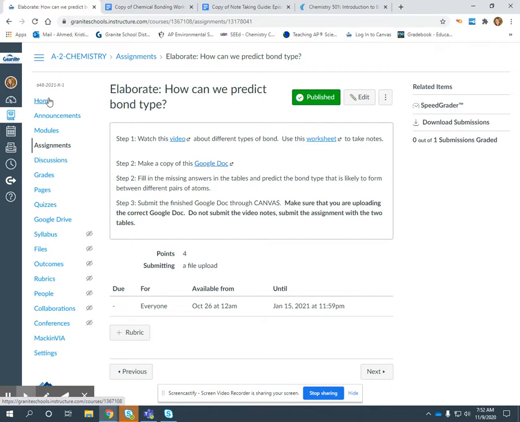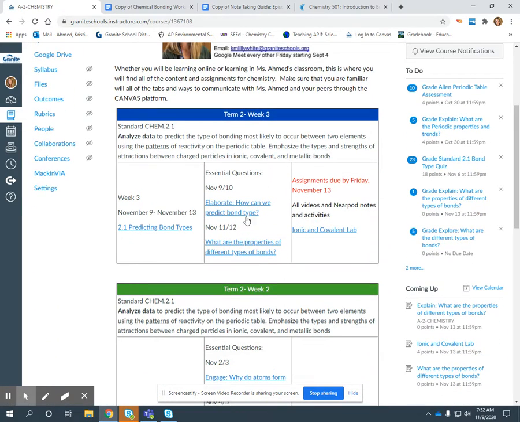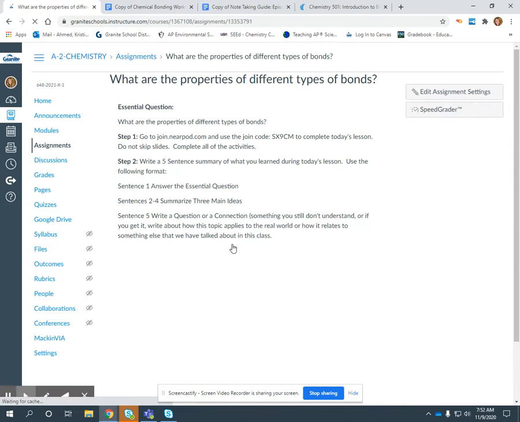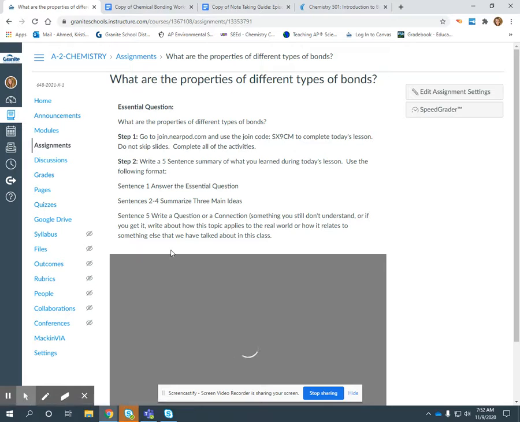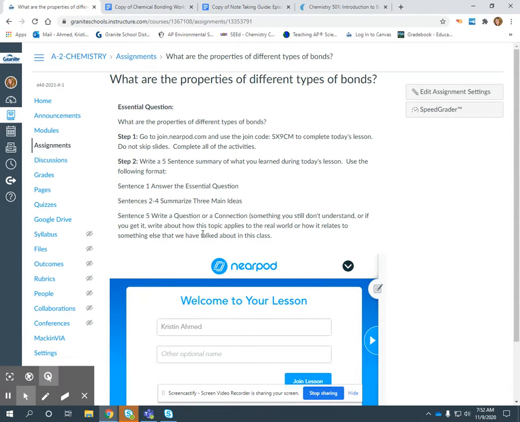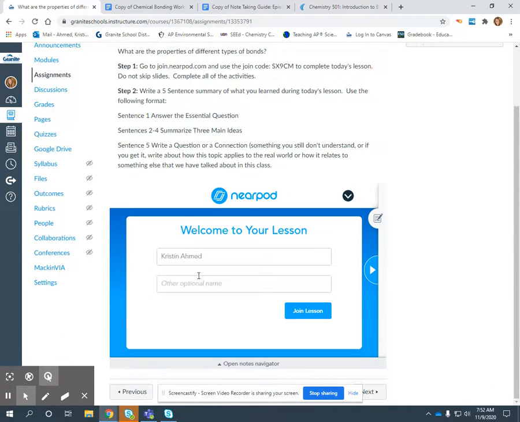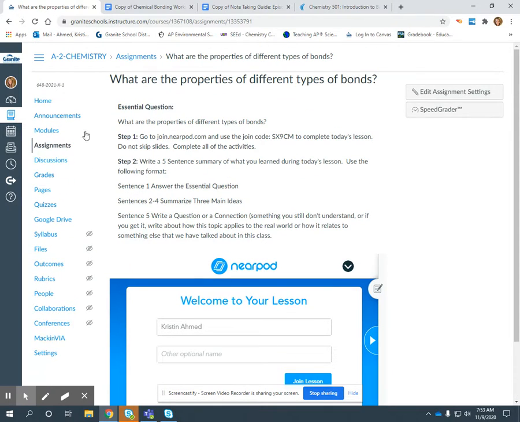All right, so let's look at our second assignment for this week. Our second assignment for this week is to determine the types of bonds based on their properties. If we click on this lesson, you'll see that there's a Nearpod embedded. Your task is to complete the Nearpod lesson, not skipping any slides, and then writing a 5-sentence summary about what you learned. You can either write it on your copy by making your copy to the Google Drive, or you can write it on a separate piece of paper. So our second assignment is a Nearpod presentation.